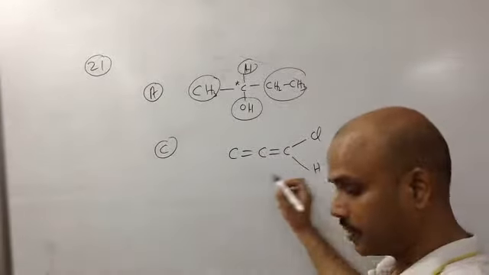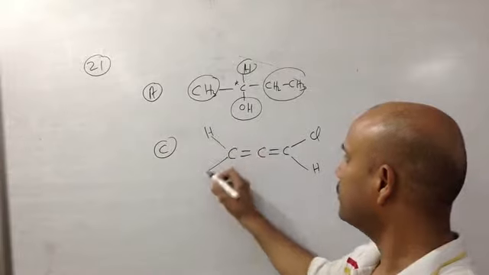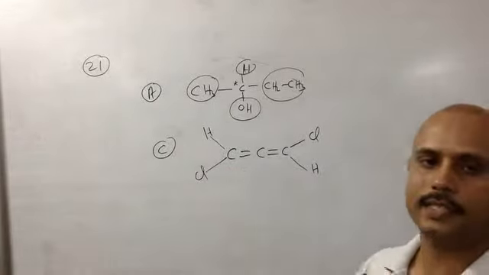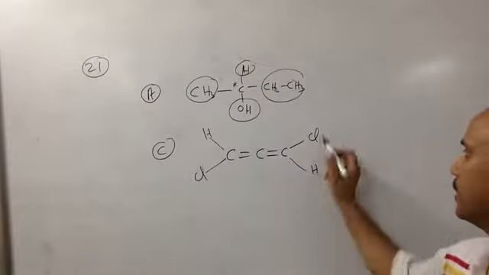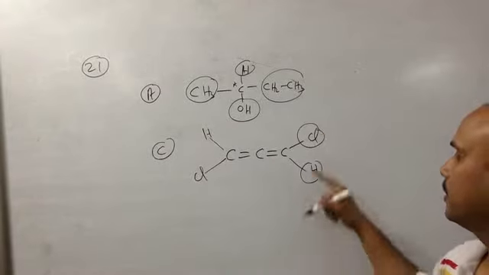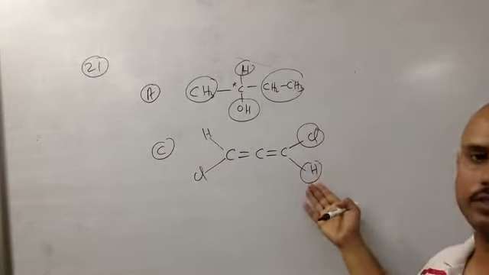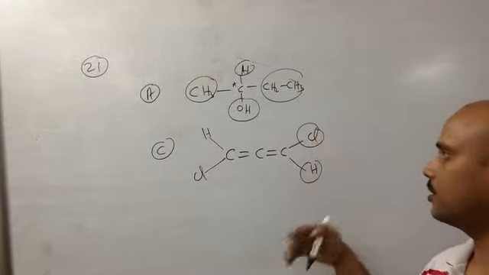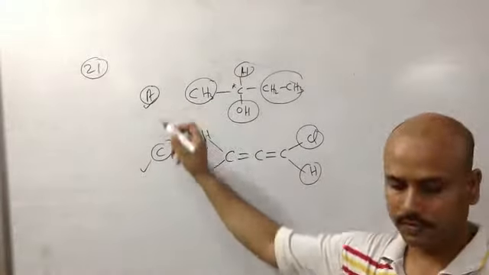Cl, H and Cl. You know that an allyl system is optically active if these two are not the same. Certainly Cl and H are not the same. It is also optically active.